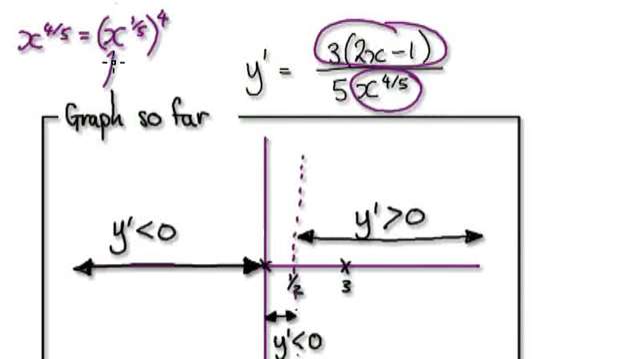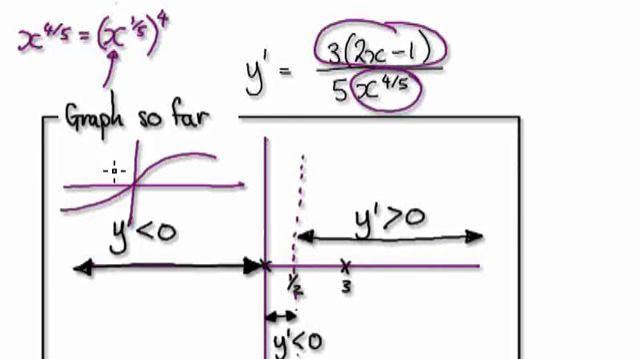Now, remember our graph of x to the power of a fifth looks something like this. If you put a negative number into here, so you're in the negative region, x to the power of a fifth will be a negative number.